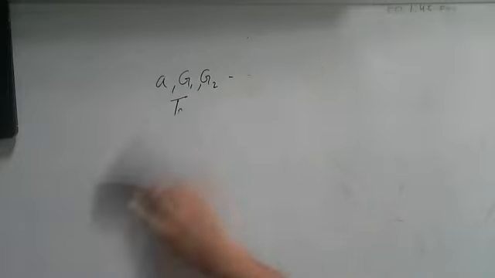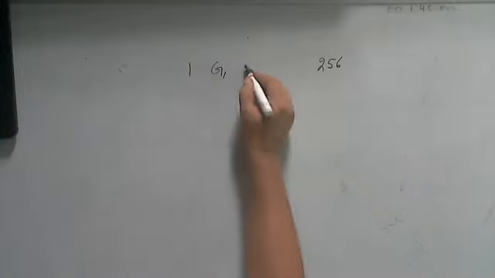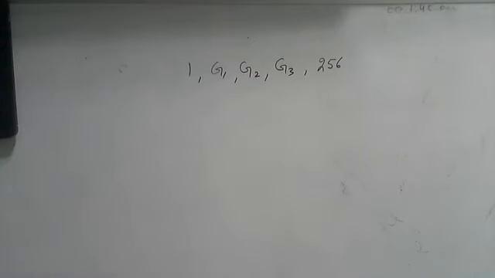Let us have a little more clarity through this example. Now suppose we need to insert three numbers, G1, G2, G3, in between 1 and 256 so that the result is a GP. If we insert three numbers between 1 and 256 so that the result is a GP, these three numbers are said to be geometric means.